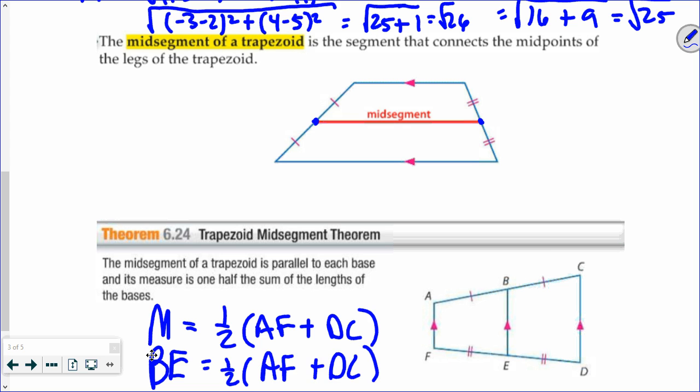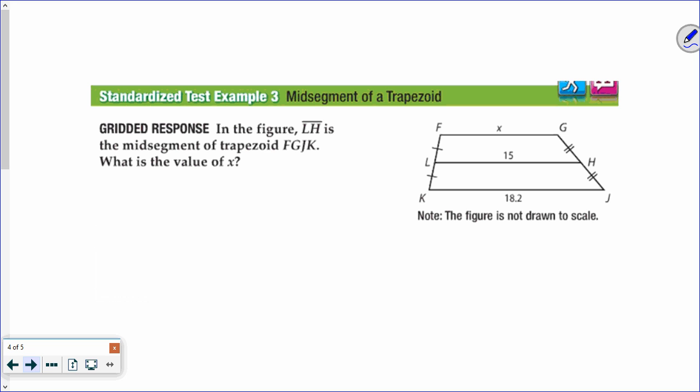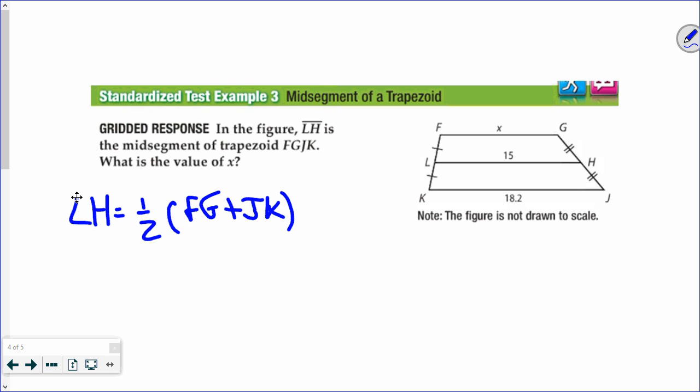All right. So let's use that theorem here. In the figure, LH is a midsegment of trapezoid FGJK. What is the value of X? So we've got to use the midsegment theorem, which states that the midsegment, in this case LH, is 1/2 the sum of the bases. Well, what are the bases? FG plus JK. And so if we substitute in the values here, LH is 15. That's 1/2 of FG, well, that's where X is, plus JK.